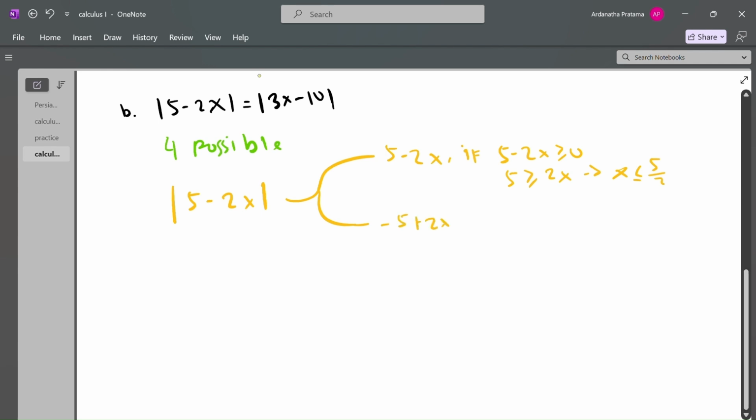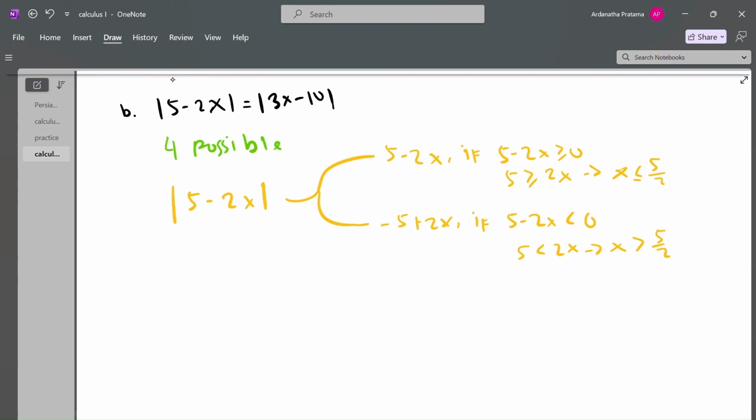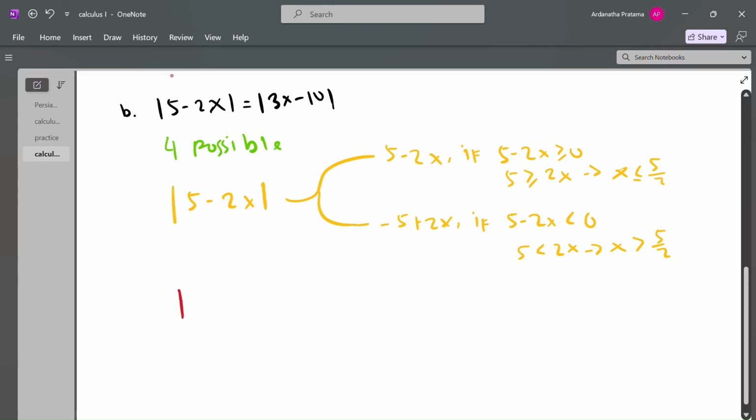And the second is minus 5 plus 2x, if 5 minus 2x is less than 0. So 5 is less than 2x, so x is greater than 5 over 2. And the second absolute value is the absolute value of 3x minus 10. It also has two possible equations.